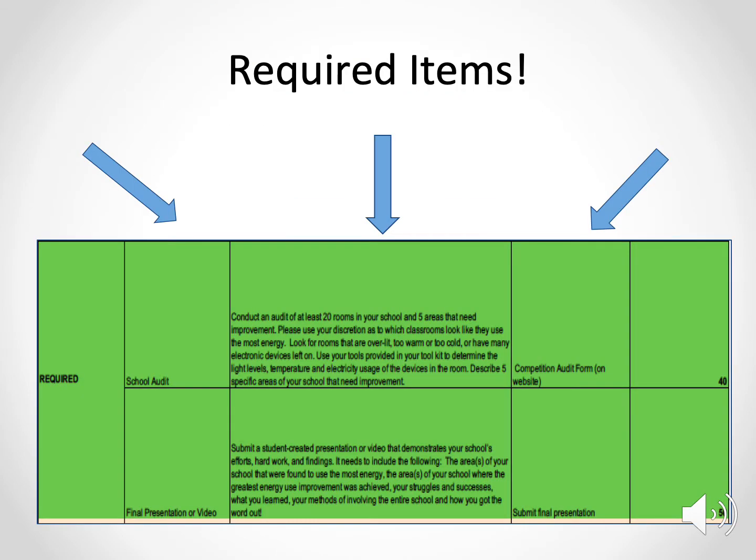There are 2 required items that every school has to turn in. That is the school audit, and that's why we send you those tools, so you can use your light meters and your kilowatt meters and your infrared thermometers to figure out what's going on in your building. And then the other required item is a final presentation or video. This is something that will sum up your entire experience, and you can talk about things that were successful in your building as well as things that were a little bit more difficult. Those 2 things have to be submitted by every school.